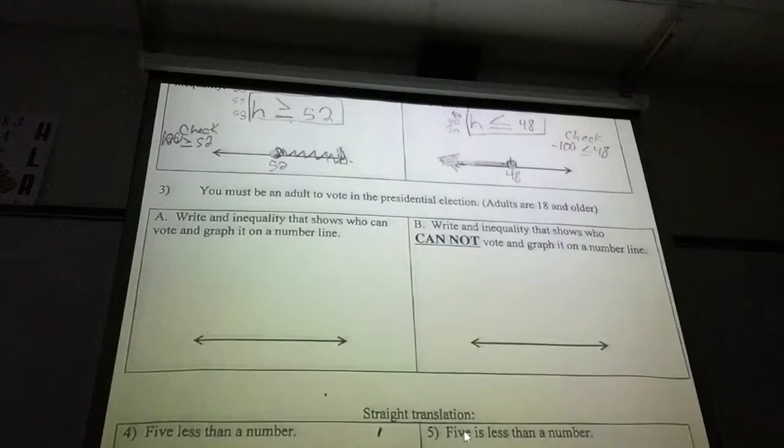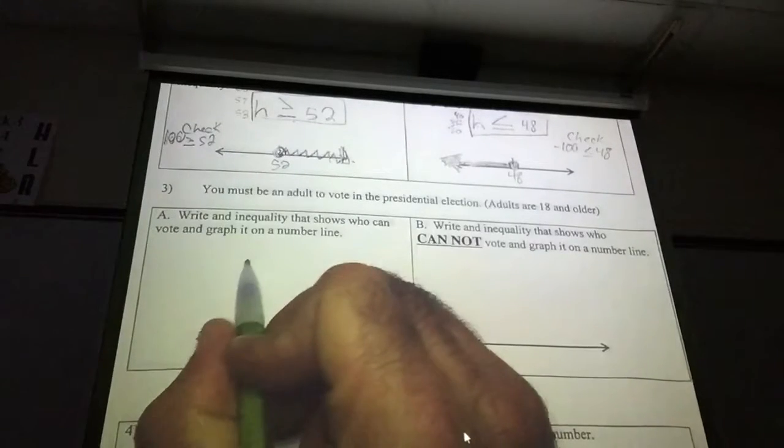All right, so someone who can vote. So let's put a variable there. Let's put X.